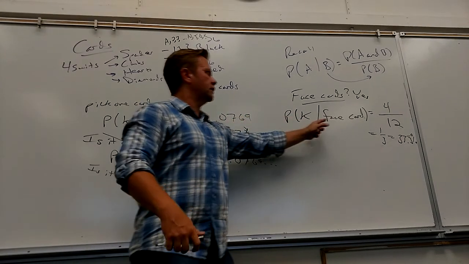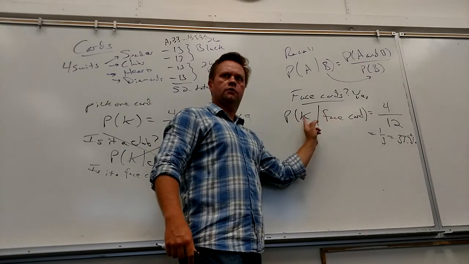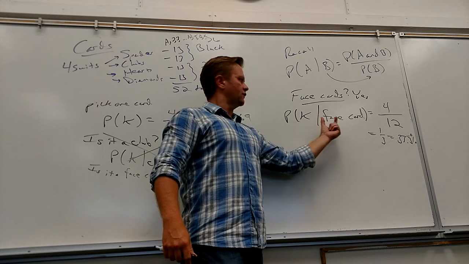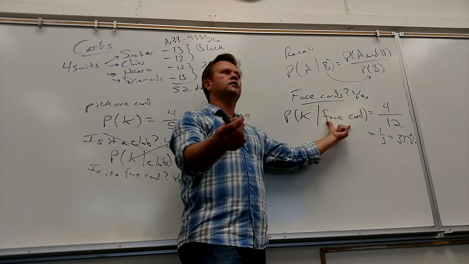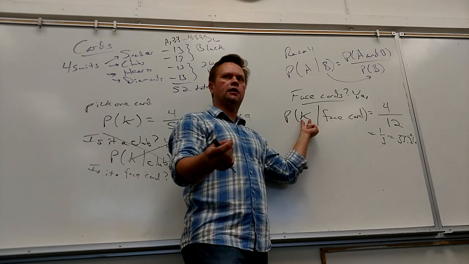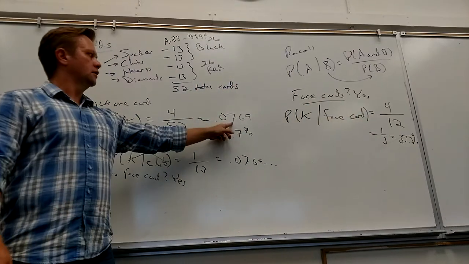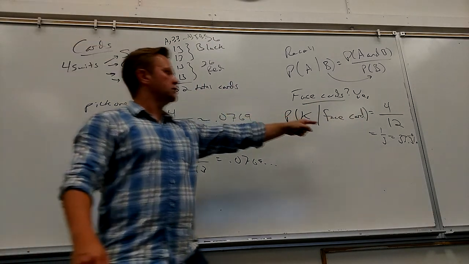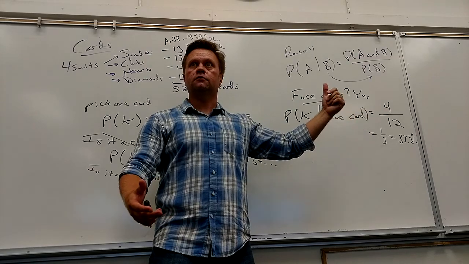So are these independent of each other? No. Because if I tell you that it's a face card, does that change the probability it's a king? Yeah, it used to be 7.7% roughly, and now it's 33.3%.